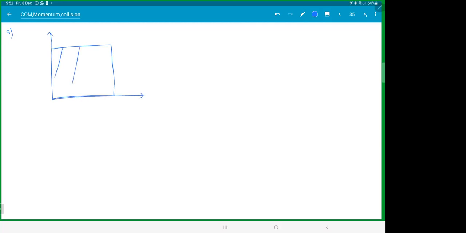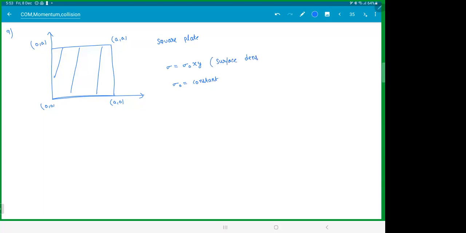Let's say we have a square plate with corners at 0, 0, a, 0, and so on. Where sigma is equal to sigma naught x into y. Meaning the density of this plate is changing with both the x coordinate and the y coordinate. Sigma naught is some constant. Sigma is surface density.